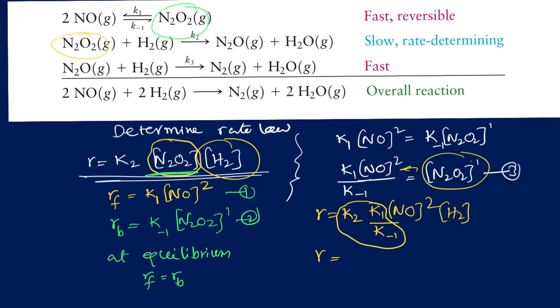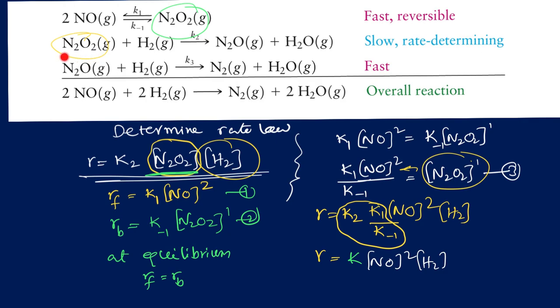I can write constant by constant, one constant, and constant into K2, another constant. Therefore, overall I am writing this as K. This is called the overall rate constant. K is the overall rate constant, and this is NO square and H2.